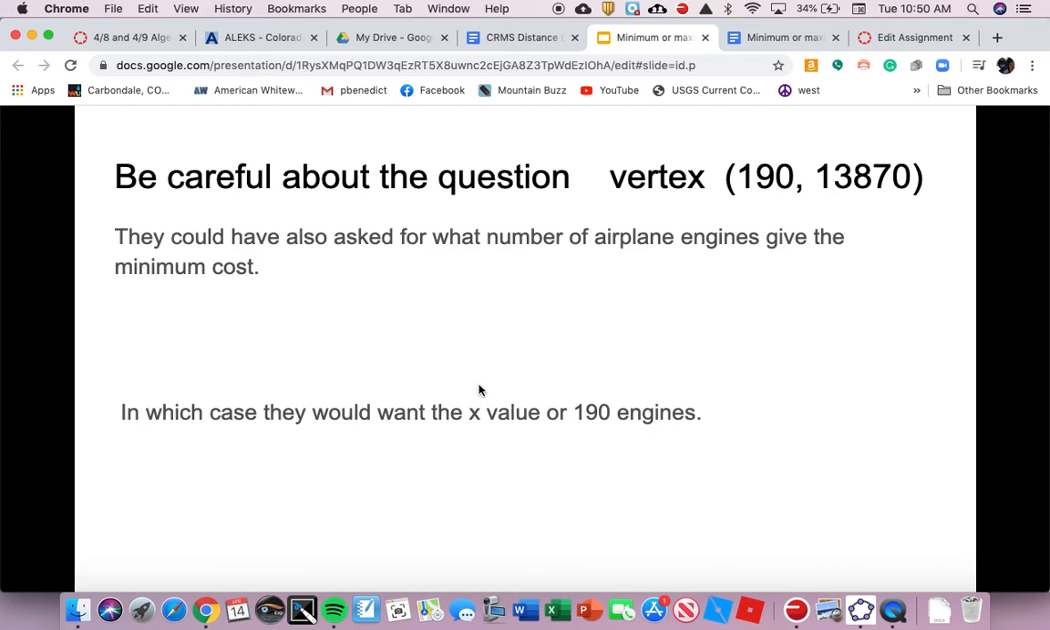So you just need to read the question really carefully about whether they want the minimum cost or the number of things that gives you that minimum cost. Anyway, I hope this is helpful, and you should proceed to homework 5 and work on that.